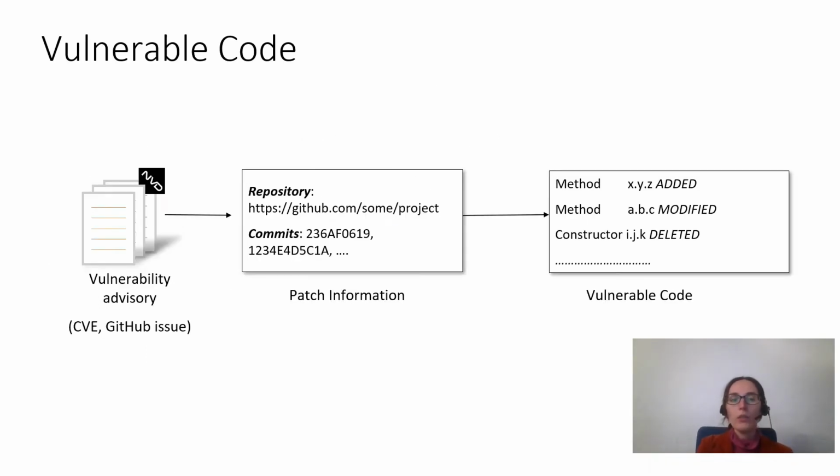The idea is to go from vulnerability advisories to vulnerable code. So from CVEs in the NVD or GitHub issues or any other advisory, we look for the patch information. So we look for how the vulnerability was fixed, with one or multiple commits in some repository. And then we look for the code that was modified. So methods, constructors, functions that were added, deleted, or modified. And this is what we call vulnerable code.